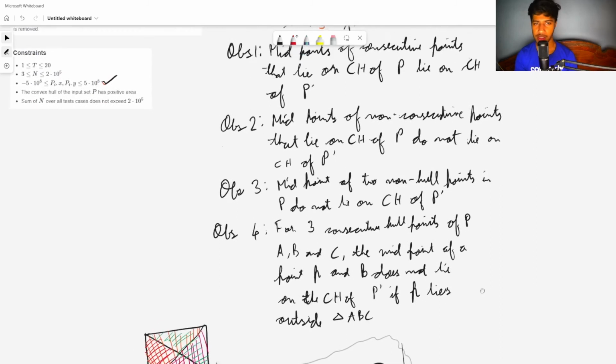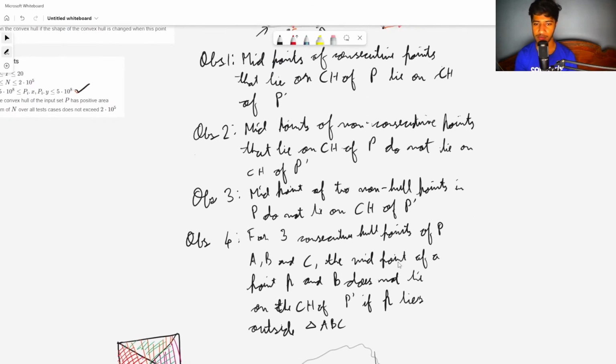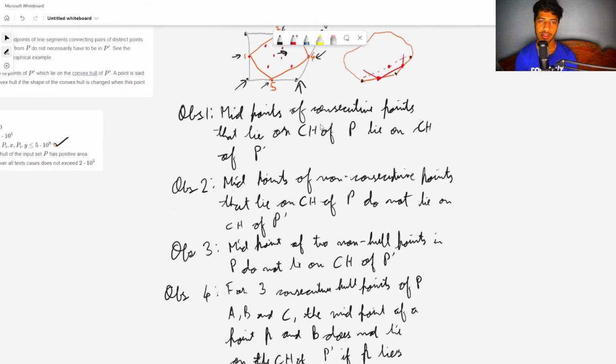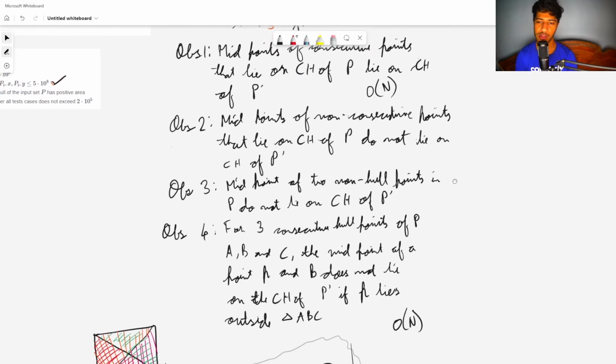So, these four are the only observations you have to make, right? So what are the possible hull points of p dash? Midpoints of consecutive hull points of p, and the fourth observation ones. Fourth observation ones will contribute O of n points, and consecutive hull points, how many points can there be? Exactly n midpoints, at most. So O of n points here. So overall you have O of n points that have the possibility of being hull points of p dash, right?